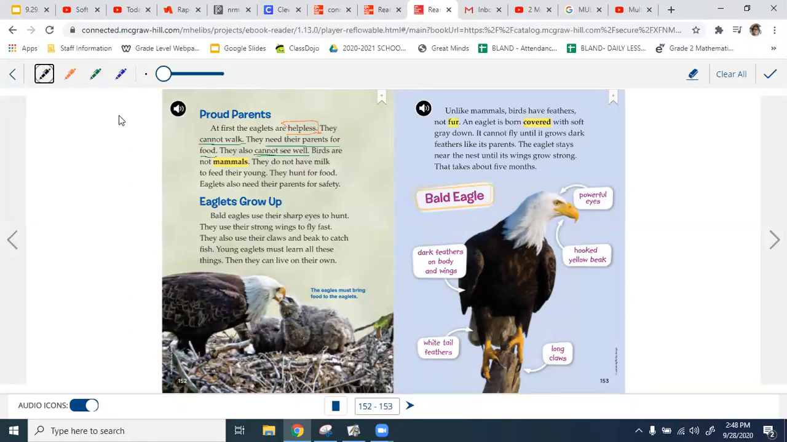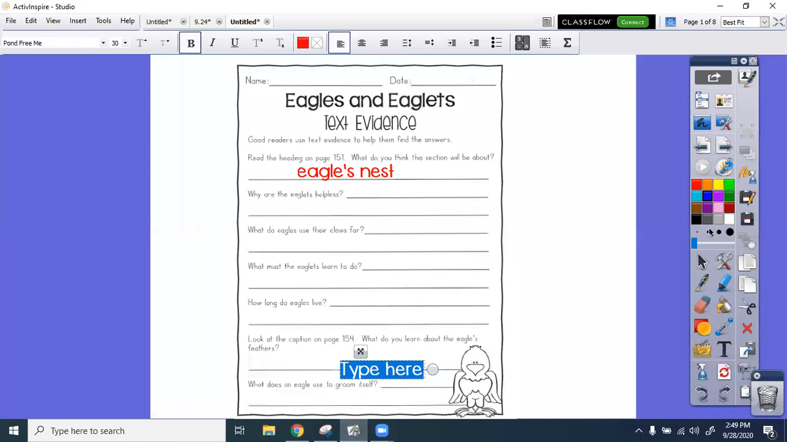The next question talks about the eagle's claws. So we read down and we find the eagle's claws. Found my word claws, always finding those keywords. They also use their claws and beak to catch fish. So what do eagles use their claws for? They can use them to catch fish. Text evidence, great answer. Be sure you include it on your paper.